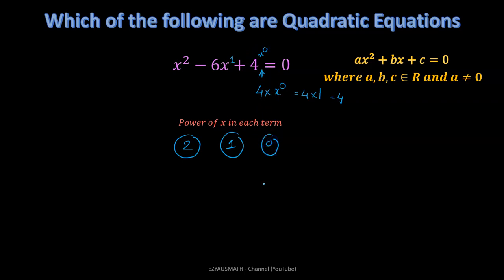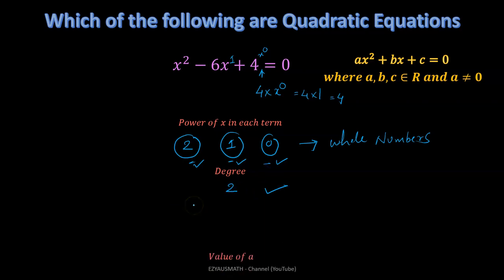Now what is the condition? The condition is that all the powers of the variable in a quadratic equation should be whole numbers. So these are all whole numbers. So the first condition is good. What is the second condition? Degree. Degree of a quadratic equation is 2. So degree is nothing but the highest power. So what is the highest power among these? The highest power is 2. So this is also good.